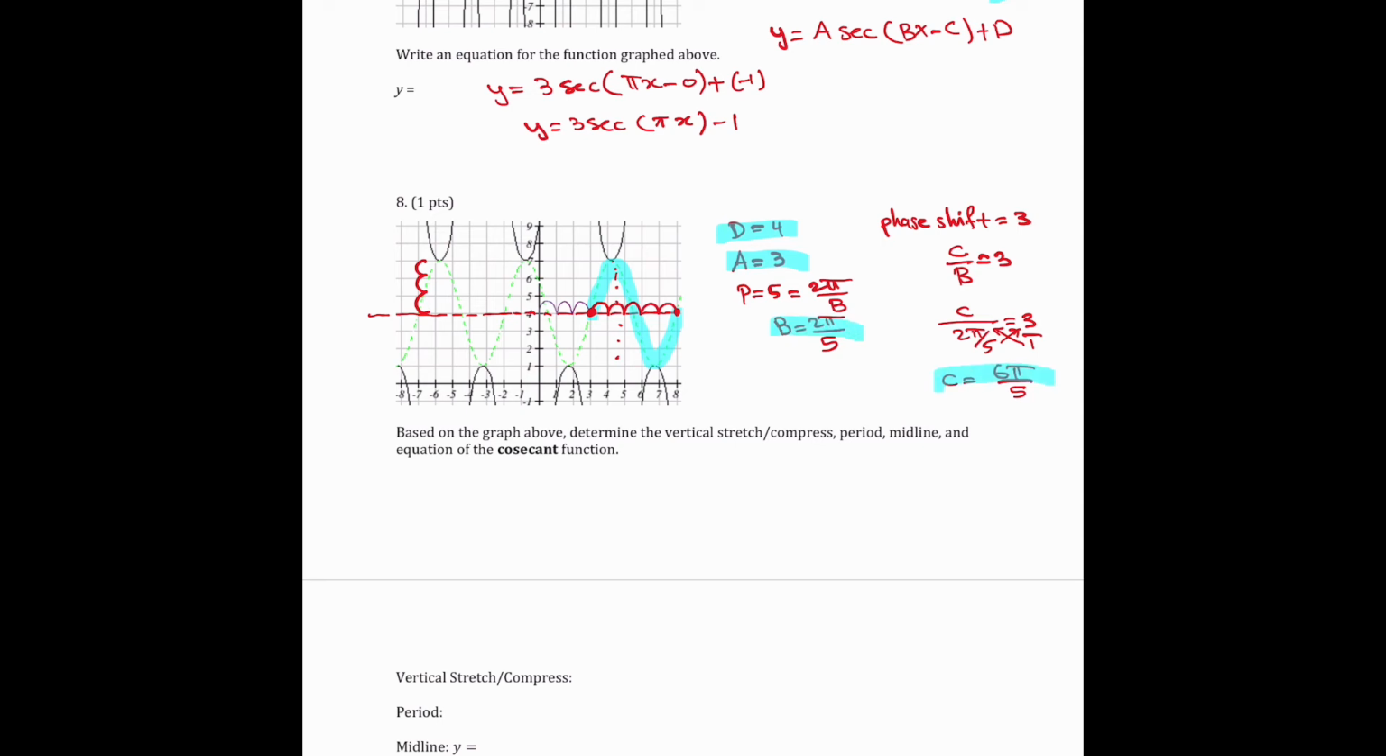We are ready to write our equation. The equation is for a cosecant, since it's mentioned here, because this is the reciprocal of sine, so we know it's cosecant, so that's accurate. y equals A, that is 3, cosecant (B is 2 pi over 5, x minus C, 6 pi over 5), and then plus D, in this case 4. So that is going to be the equation for this specific graph.